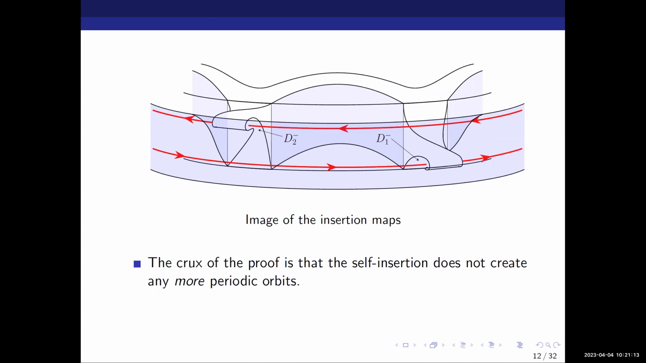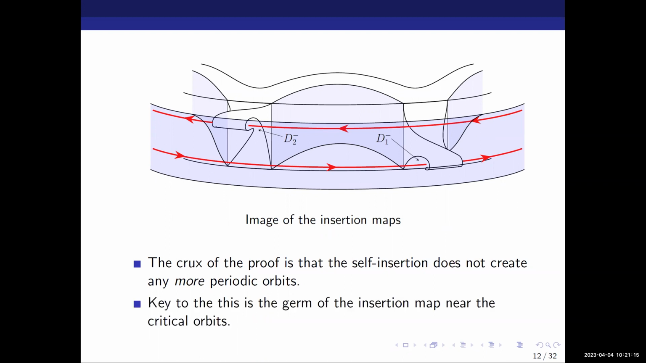So it's a beautiful construction. And like I said, there seem to be some choices that you can make, some modifications that you can make. And one of the key points is the germ of the insertion map near the critical orbit. So I'm going to talk a little bit more about what I mean by that.